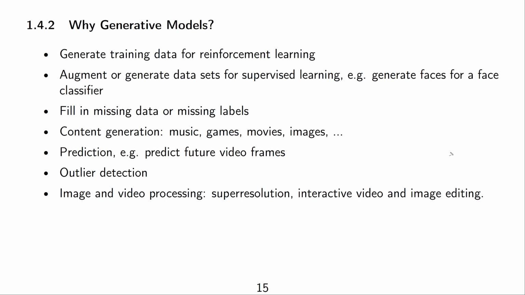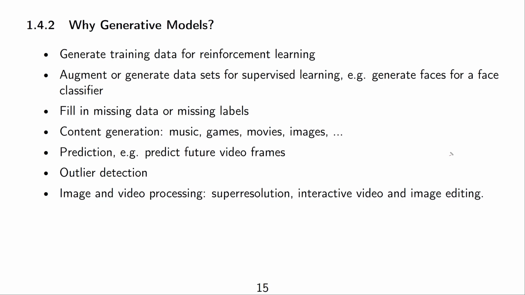GANs can fill in missing data or missing labels. For example, if you have a photograph and there's a large region of missing pixels in the middle of the photograph, a GAN could be used to fill in the missing pixels. We already saw that GANs can generate images that look pretty realistic, but extending that to videos, maybe GANs could be used to generate movies, or at least smaller video sequences.